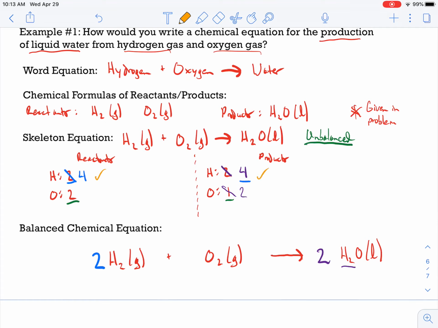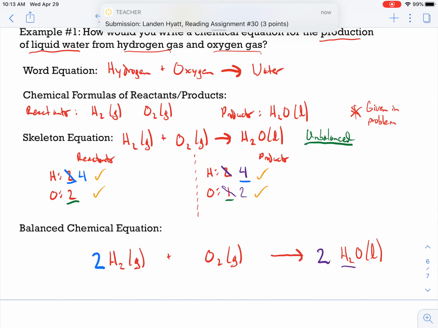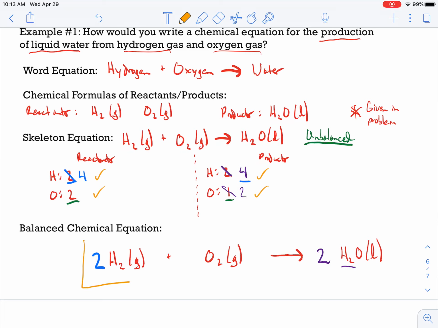We look at the reactant side, we have 2 oxygen atoms. And on the product side, we're going to have 2 oxygen atoms as well. So they're balanced as well. So all of our reactants are balanced with all of our products. So we're going to have our final answer for our balanced chemical equation here.